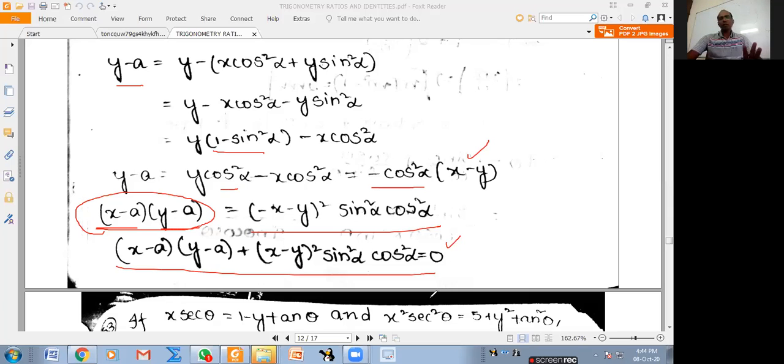In total, what I have done is very simple. They want us to prove this is 0. And in the place of that a, I just substituted x cos square alpha plus y sin square alpha. And I simplified, everything got cancelled.